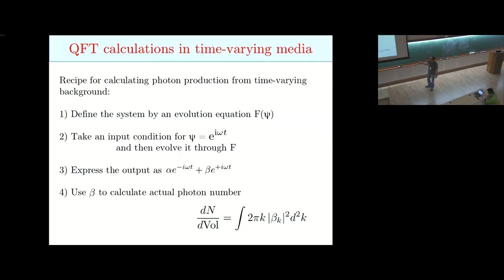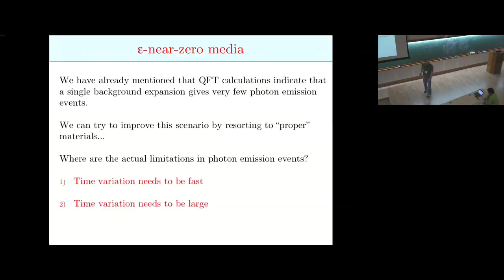I won't go through the derivation of this, but essentially the total number of photons per unit volume is given by this integral. You have to integrate over all the k values. Okay? So I have 5 minutes, maybe? Can I steal another 5 minutes? If you are interested in this, maybe we can use some of the tutorial time to look at it in more detail.